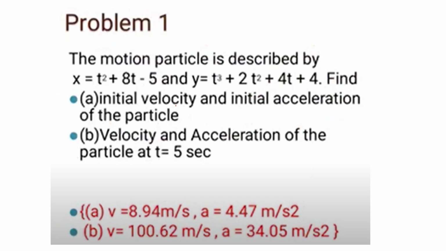Initial velocity means velocity when time t equal to 0. So, you can substitute t is equal to 0 in Vx and Vy. So, we will get Vx and Vy. If we have Vx and Vy, how will you find out the magnitude of the velocity? Square root of Vx square plus Vy square.